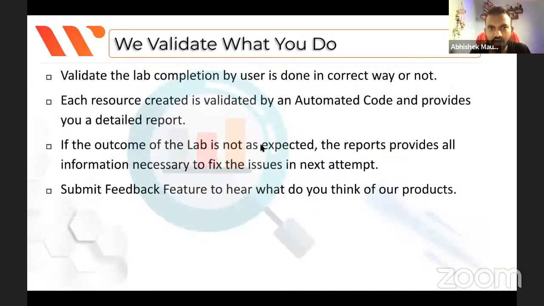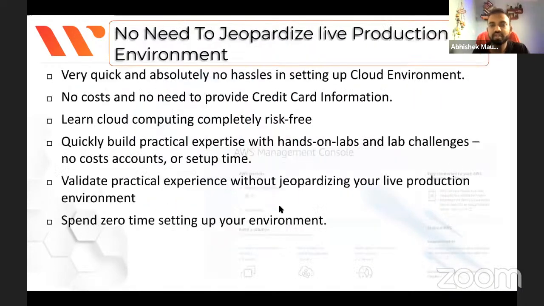Once you are done with your lab, we give you an additional feature called validate. Validation means that there will be an automated code that will run in the background to give you a detailed report of how you have done the lab. If you have done anything which is not good, or your outcome is not as expected, the report provides all the necessary information to fix this issue in your next attempt. Also, you can submit your feedback to let us know what you think about our products.